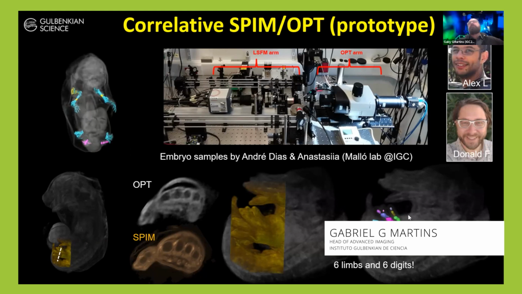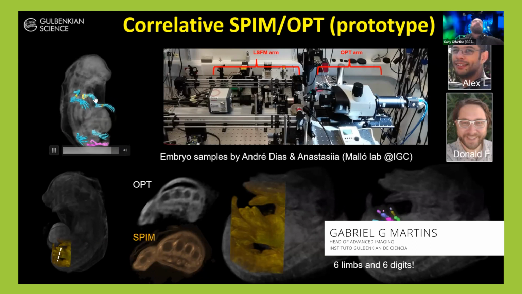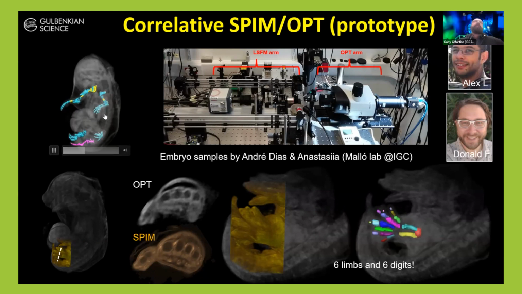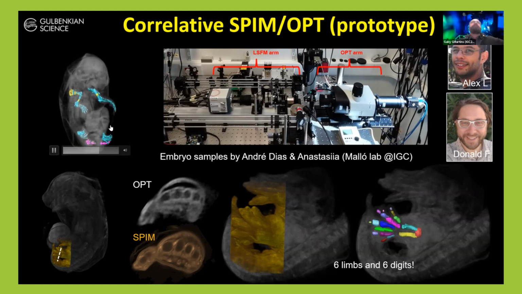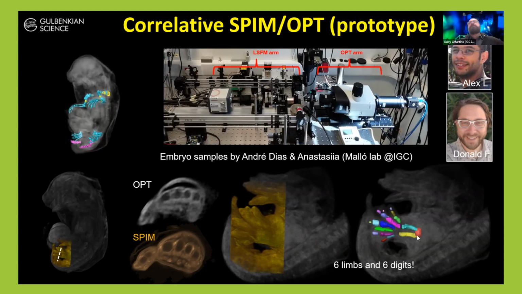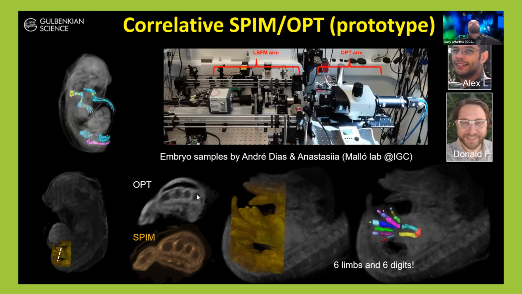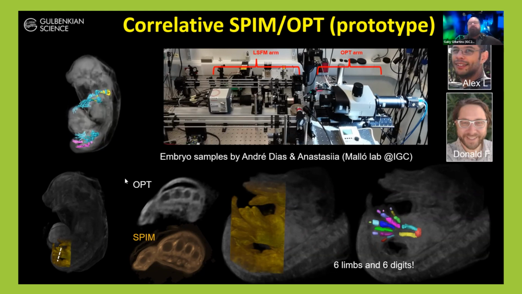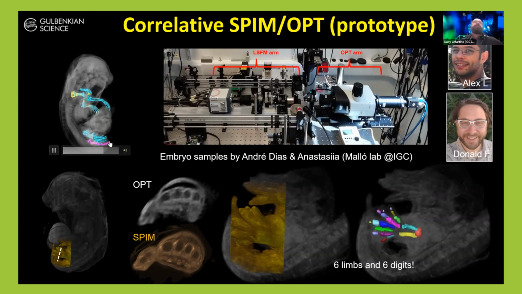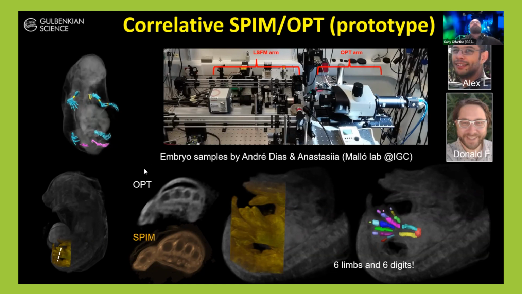And this just gives you an example here of a mutant that we're analyzing that was generated by the Malol lab here at the IGC that has extra limbs and several deformities of internal anatomy, which you can reconstruct in really high detail with light sheet microscopy, which is a little bit more difficult to get with the OPT version, but at least you don't have to reconstruct the whole animal at high resolution in order to study just the smaller details that you're interested in.